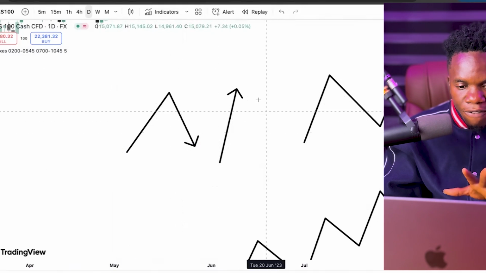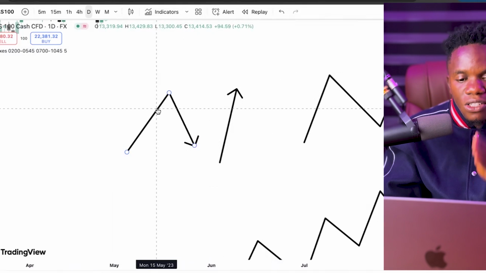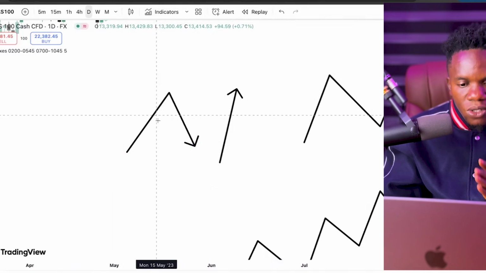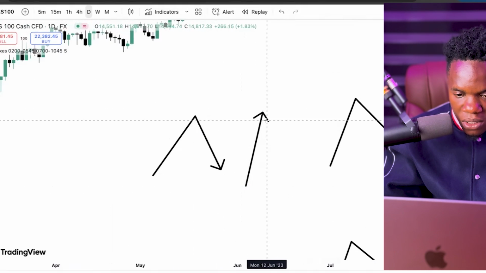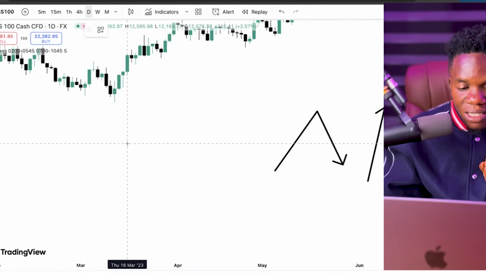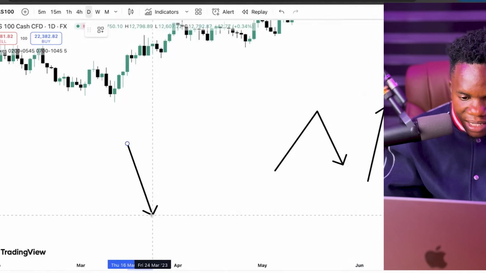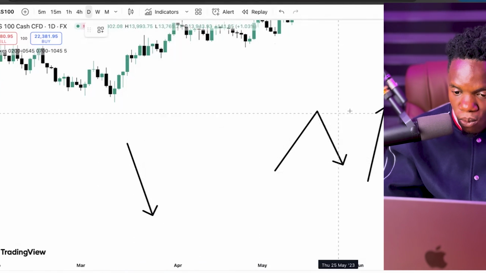Now, if you take a look at this information here, it has already shown you the direction. What is the direction? Bullish. So anytime you see an impulse like this from here to here, the direction is bullish. The opposite is the same. Anytime you see an impulse like this, the direction is bearish, just like what we have here.